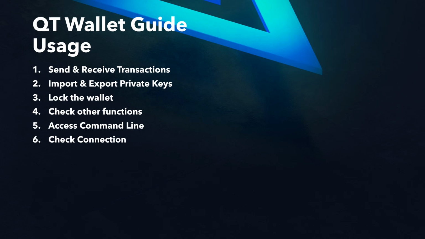Locking the wallet, we have seen this one already. Some other functions we can go in detail and make some examples. Accessing the command line we have already seen, checking the connection we have already seen, but we can fly over them quickly and see the real usage of the wallet.